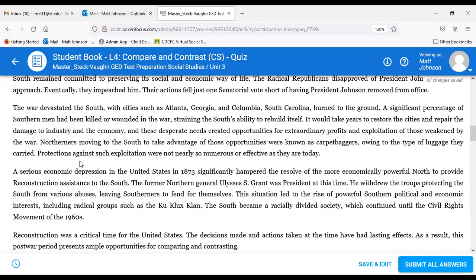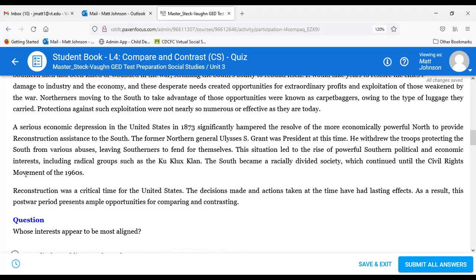The situation led to the rise of powerful Southern political and economic interests, including radical groups such as the Ku Klux Klan, everyone's favorite, the KKK. The South became a radically divided society, which continued until the civil rights movement of the 1960s. Right. And I'll just finish off here. Reconstruction was a critical time for the United States. The decisions made and actions taken at the time have had lasting effects. As a result, this post-war period presents ample opportunities for comparing and contrasting.